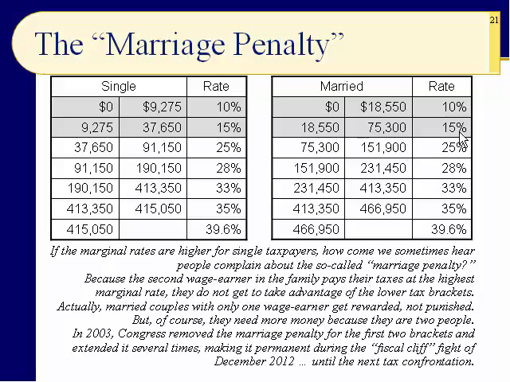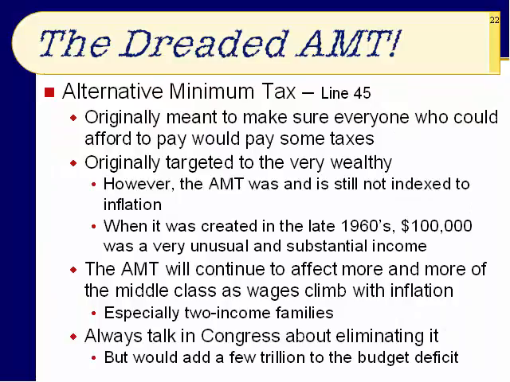After that, they say, okay, you're making $150,000, $200,000. Even if you're married, you can afford it. So the marriage penalty was reduced, but only for the first two brackets. Know that. Understand that. Slide number 22. The dreaded alternative minimum tax.